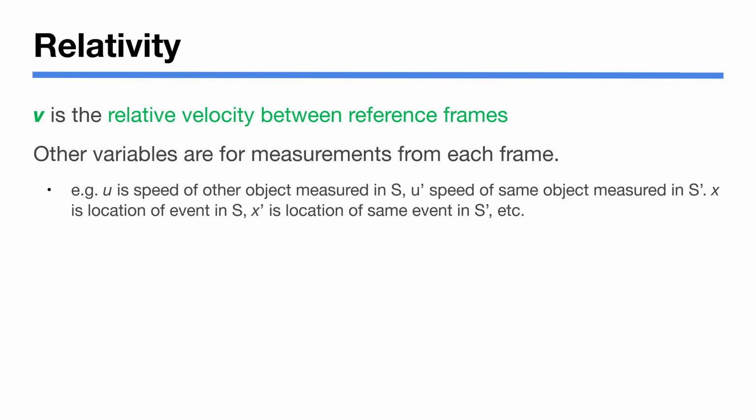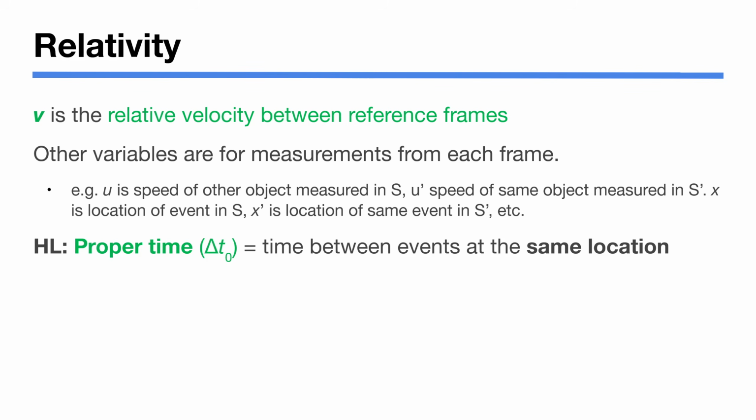It's like somebody's on a train throwing a ball, and somebody's standing on the platform watching the train. So U and U prime would be the velocity of the ball measured on the platform versus on the train. But V is the velocity of the train itself relative to the platform. So V is always between the two reference frames. All the other stuff are measurements of velocity or position or time in the prime reference frame versus the not prime reference frame.